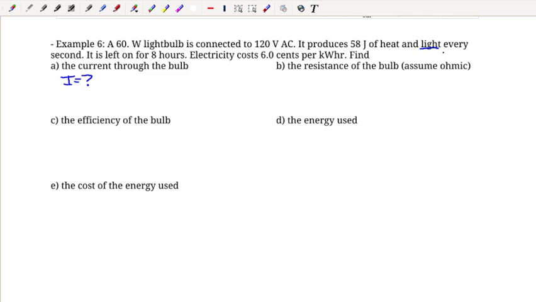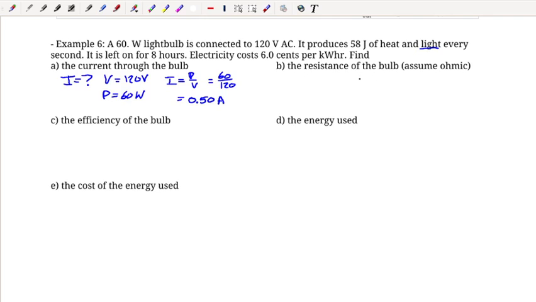Since we don't have resistance given anywhere in the question, we know we're not using Ohm's law. But we do have voltage is 120 volts, and we do have power is 60 watts. So that should let us find current using our P equals IV or I equals P over V. Power is 60 and voltage 120 is going to give me a current of 0.5, let's do 2 sig figs, amps. So 0.50 amps, there's my current.